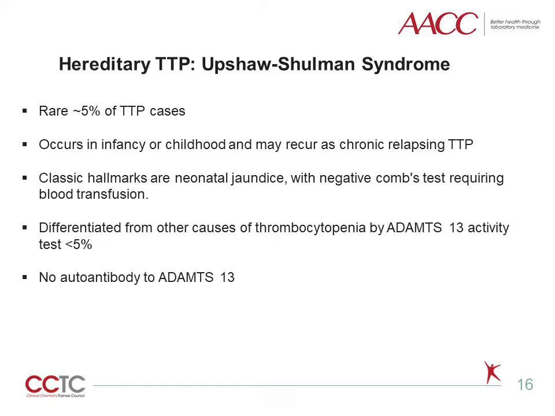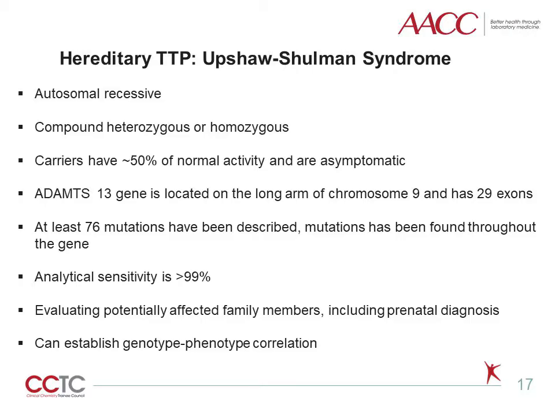The classic hallmarks are neonatal jaundice with negative Coombs test requiring blood transfusion. It is differentiated from other causes of thrombocytopenia by ADAMTS13 activity test less than 5%. No autoantibody is detected to ADAMTS13 in inherited TTP. The inherited TTP is autosomal recessive, compound heterozygous or homozygous. Carriers have about 50% of normal activity and are asymptomatic.